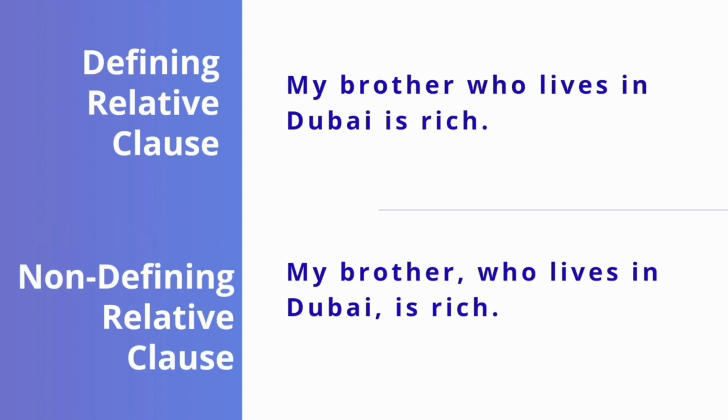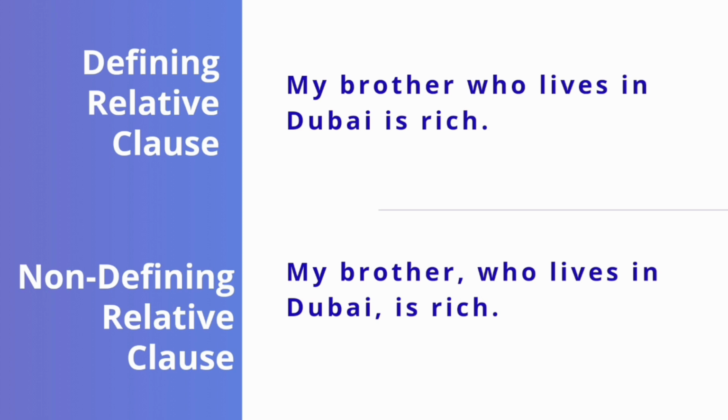Let's see another set of examples. My brother who lives in Dubai is rich. This is a defining relative clause. This sentence means I have more than one brother and one of them is rich and he is in Dubai.